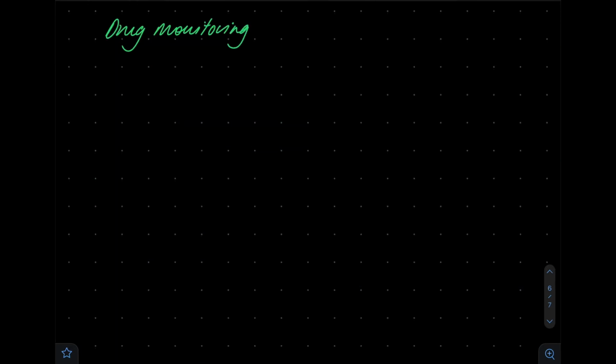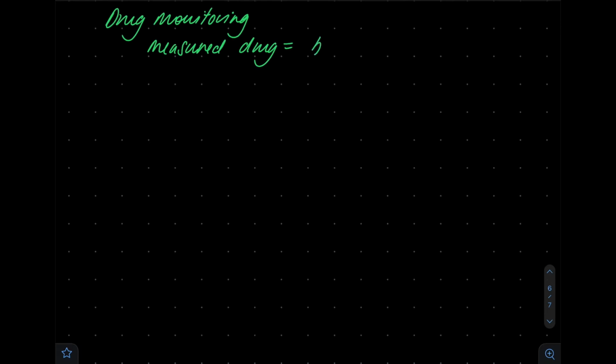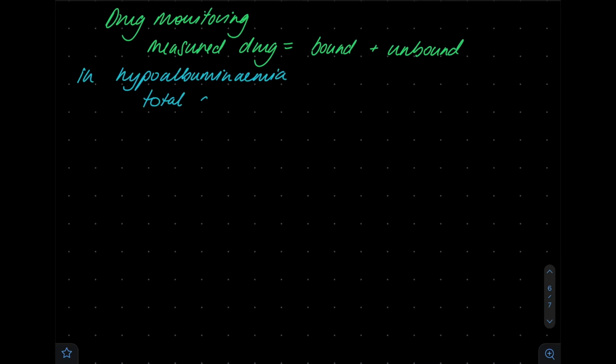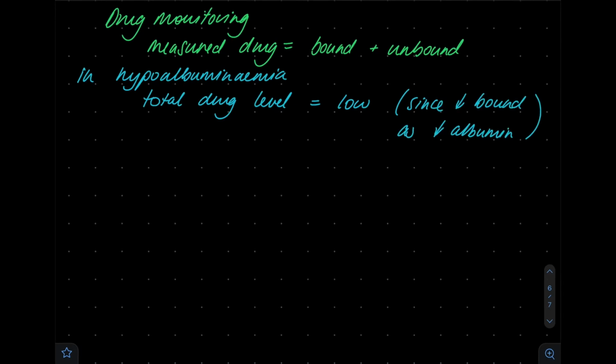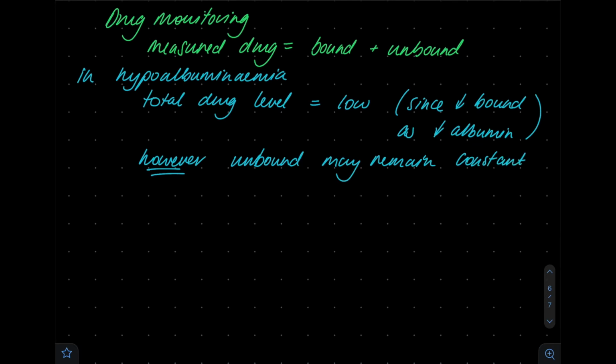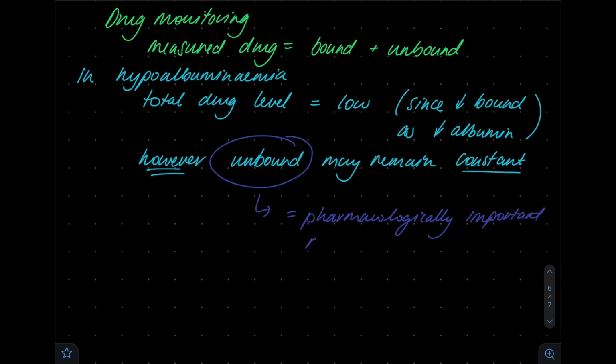Lastly, we'll look at drug monitoring and protein binding. When drug levels in the blood are being monitored, they measure the total drug amount in plasma, which is made up of both the bound and unbound fractions. This has important implications in hypoalbuminemia, where the total drug level is low because there is less albumin for the drug to bind, therefore there is less bound fraction. However, the unbound fraction of the drug may remain constant. And as we've mentioned many times before, it's the free drug that is pharmacologically interesting. That is, it's the part that exerts an effect or is metabolized.